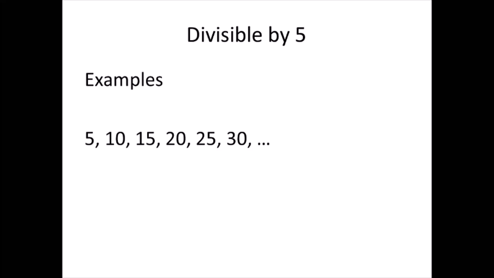Next, divisible by 5. So this kind of rule is very easy. Just check if the last digit is 5 or 0, or in short, if the number ends with 5 or 0, then it is divisible by 5.